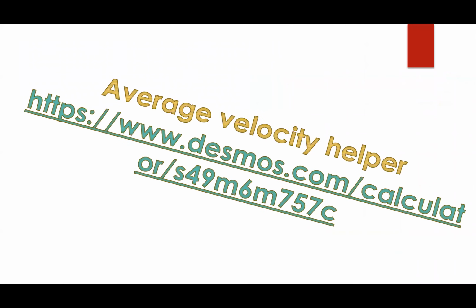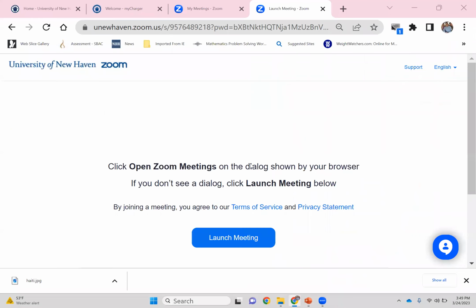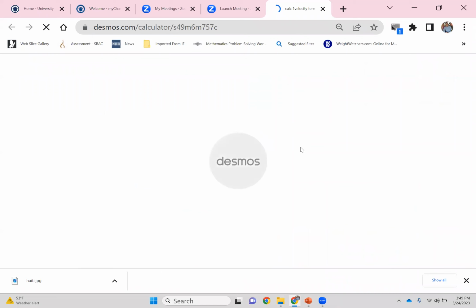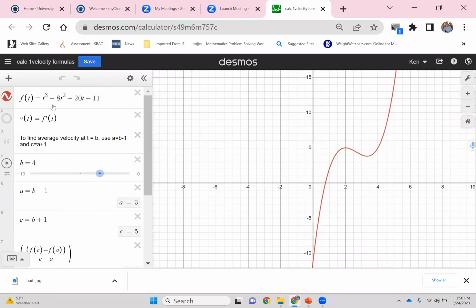So I have an average velocity helper in Desmos, which is amazing. Here it is. What you would need to do in line 1 is type in the function. Then in line 4, you would have to put where you want to find the average velocity.